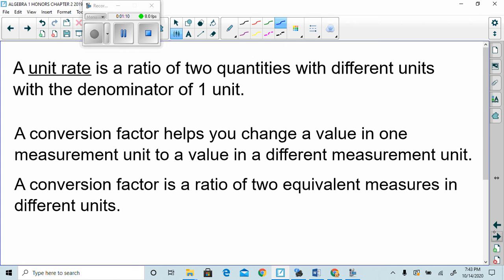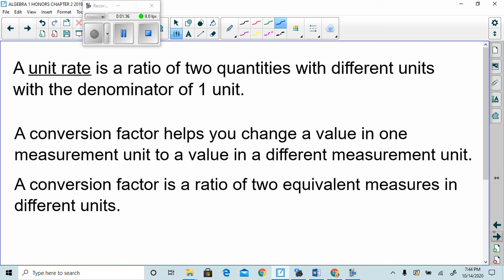The next thing we're going to talk about is a unit rate, and that's a special kind of ratio. It's a ratio of two quantities with different units, and the denominator is 1. So if I want to find the cost for one of something, if I go to the store and it's $6 for 5 pounds, I want to know how much it costs for just 1 pound. So a unit rate refers to one of something.